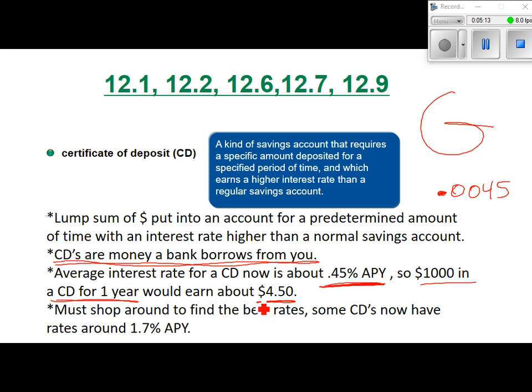You got to shop around when you're looking for CDs. If you're trying to put money into a CD account to save money for something, or earn money for something, you got to shop around. I looked online, and this is the average APY, but I saw APYs that were 1.7 or higher, which is about 3 or 4 times higher than the average. So if you shop around, you can get a better percentage.